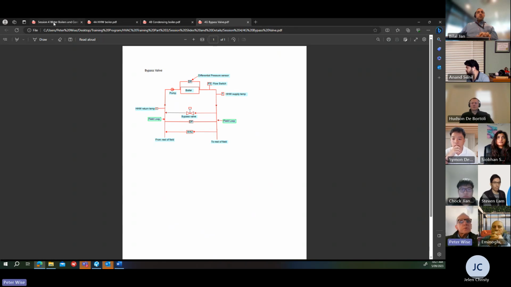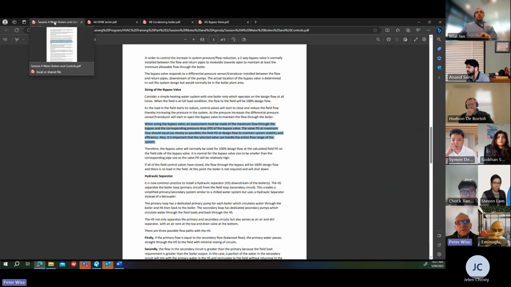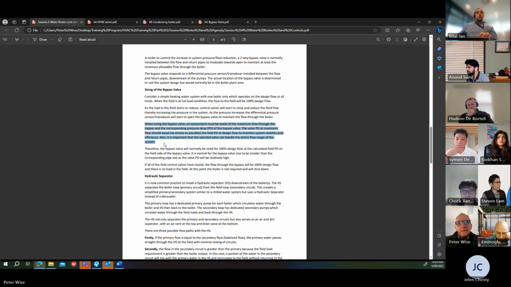Okay, so that's important, and it's often a tricky thing to work out, but if you just work on that basic fundamental, you should be okay with selecting it. Now, some systems are going to be different, but in general, that's how it's done. Normally, the bypass valve will be sized for 100% design flow at the calculated field pressure drop on the field side of the bypass valve.